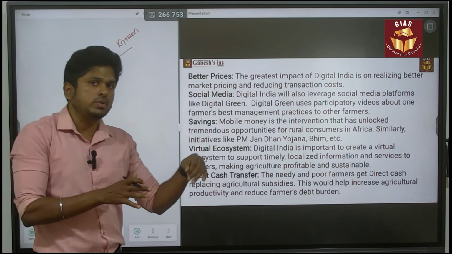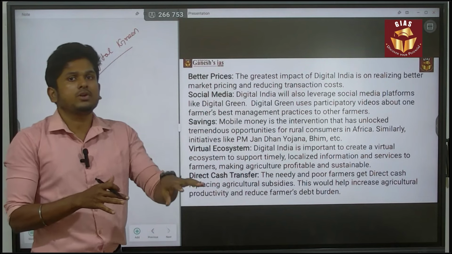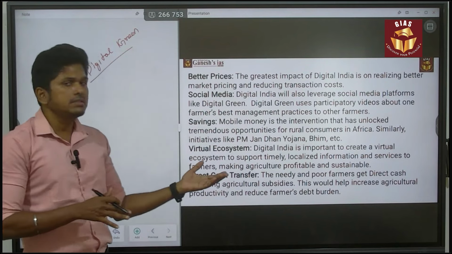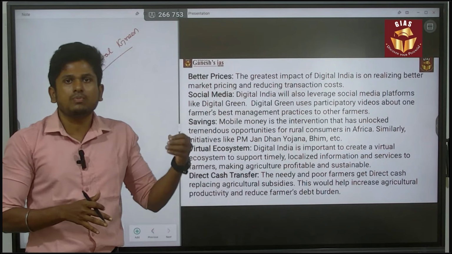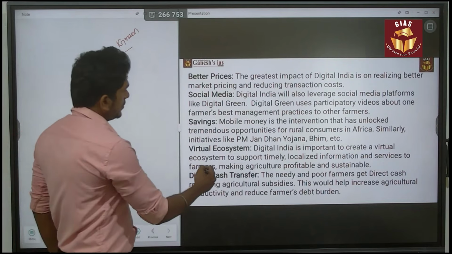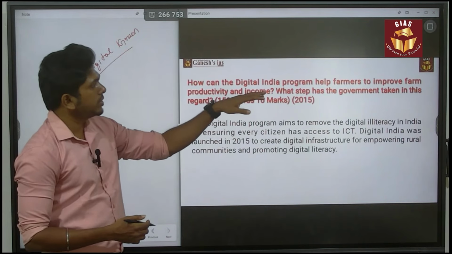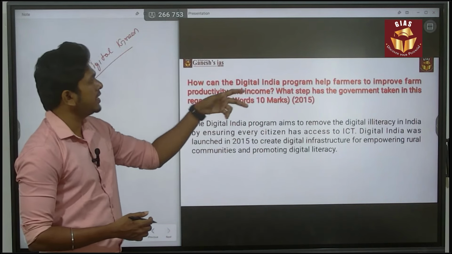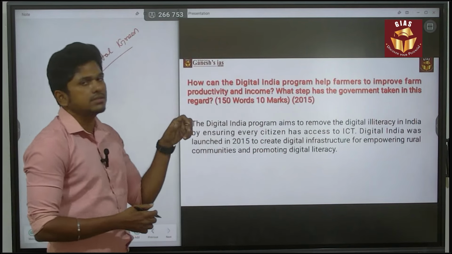So it is going to help in productivity, and it is also going to get you better pricing for your products. And the last thing is direct benefit transfer. That is also done through the Digital India program through the BHIM app. So we addressed the first part of the question: the Digital India program helps the farmer to improve farm productivity and income. Next, what steps has the government taken in this regard?